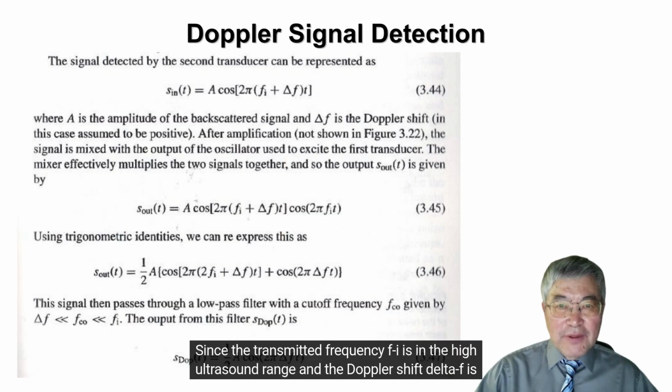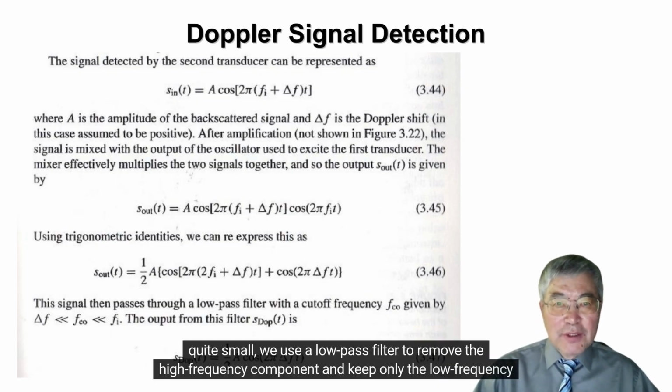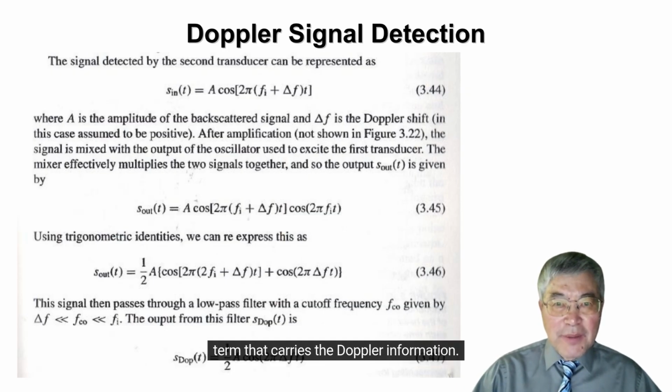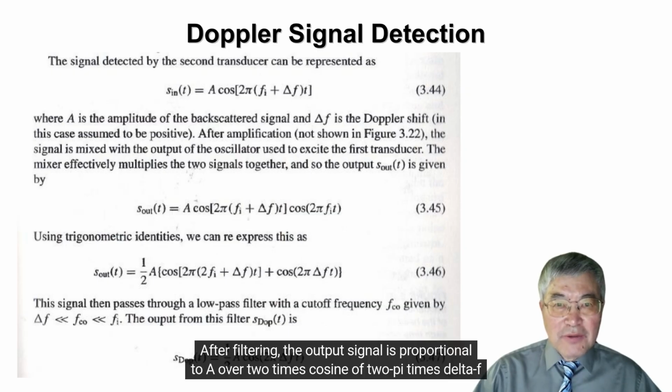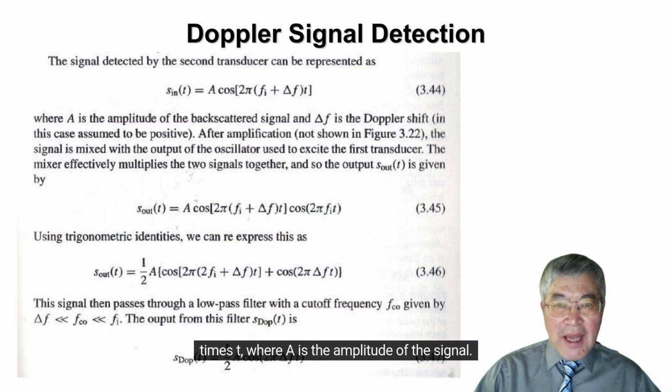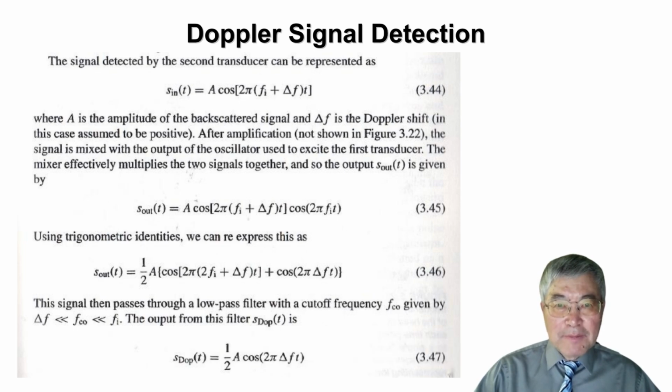Since the transmitted frequency Fi is in the high ultrasound range and the Doppler shift delta F is quite small, we use a low-pass filter to remove the high-frequency component and keep only the low-frequency term that carries the Doppler information. After filtering, the output signal is proportional to A over 2 times cosine of 2 pi times delta F times t, where A is the amplitude of the signal.